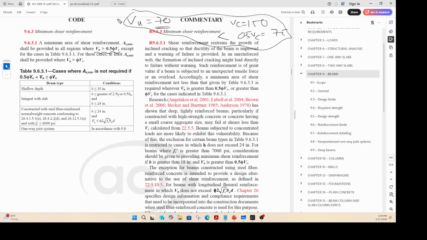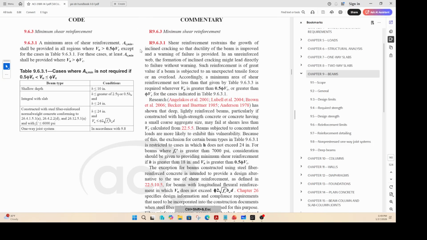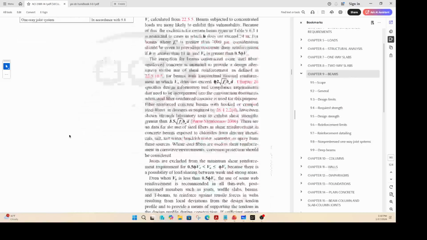AV minimum shall be provided in the regions where VU is greater than half of VC, except, so you have to do always except you meet these conditions, except when you have a shallow beam, when you have an integral web slab meeting this condition, and when you have a certain condition, right? So that's about AV minimum.